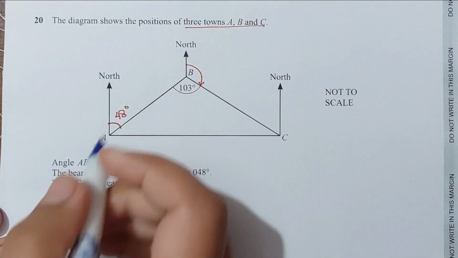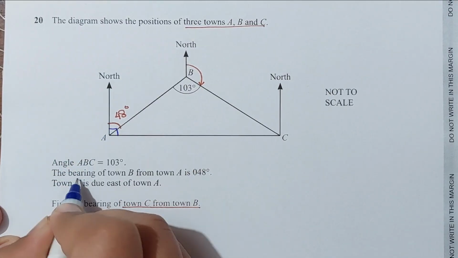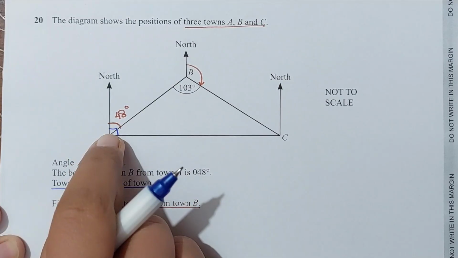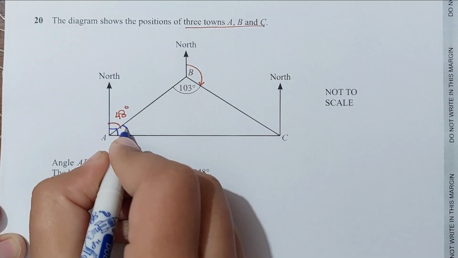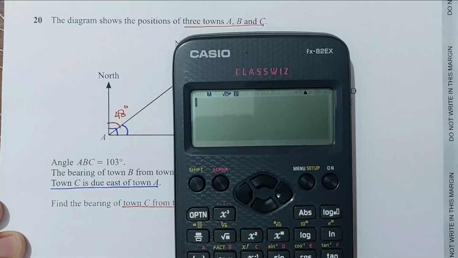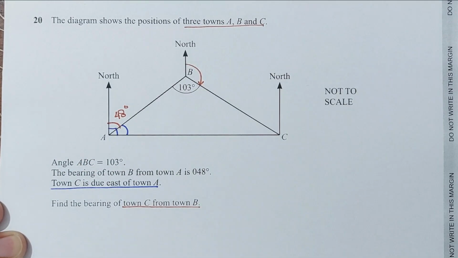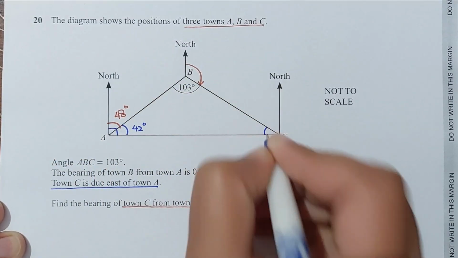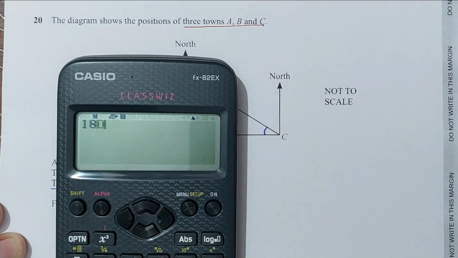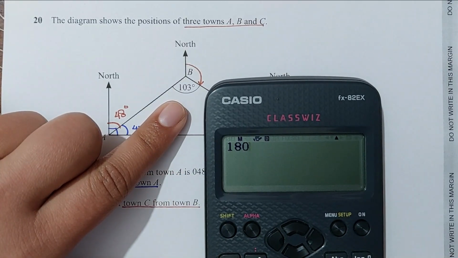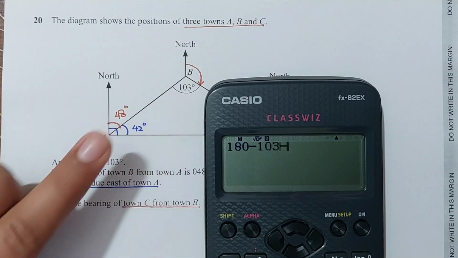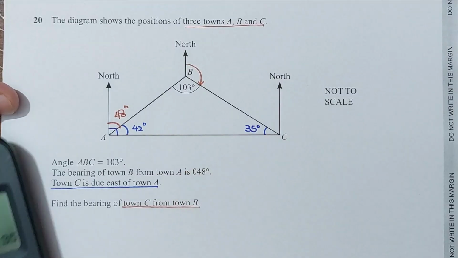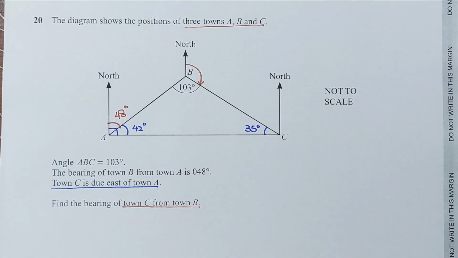Okay, first thing first. As we know, this is perpendicular. Why? Because we have been given that town C is due east of town A. So this is perpendicular. It's 90 degrees. So what is this angle? From 90 subtract 48. 42 degrees. This angle is 42 degrees. This angle is 108 degrees. What is this angle of the triangle? From 180 degrees, sum of all angles of a triangle is 180, minus 103 and minus 42. This angle is 35 degrees. Alright. Now, what information do we have? Let me extend the lines.